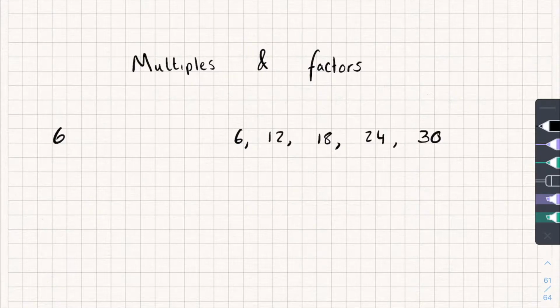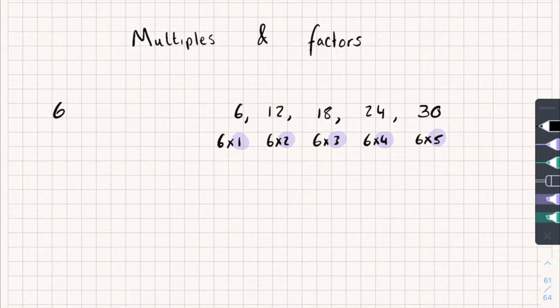Another way to think about multiples is what happens when we multiply a number by an integer. And an integer is just a whole number. So in the case of the one we just looked at, that's 6 times 1, 6 times 2, 6 times 3, 6 times 4, and 6 times 5. And you can see here, this is the integer or whole number that I'm multiplying 6 by.